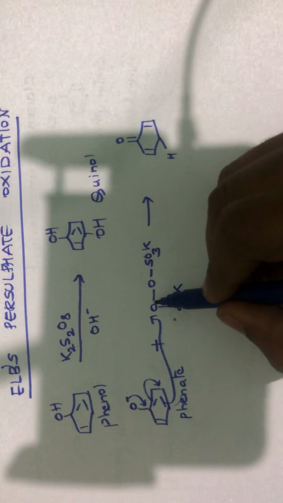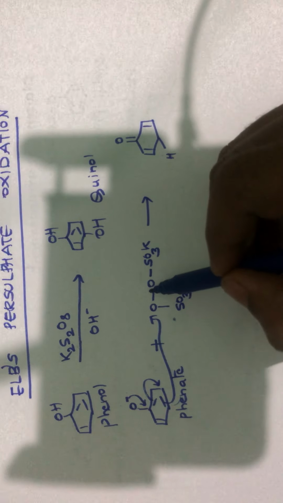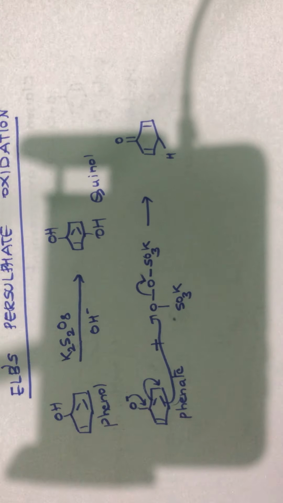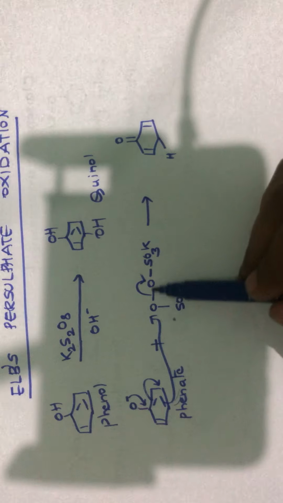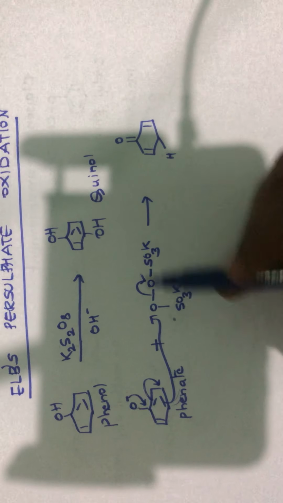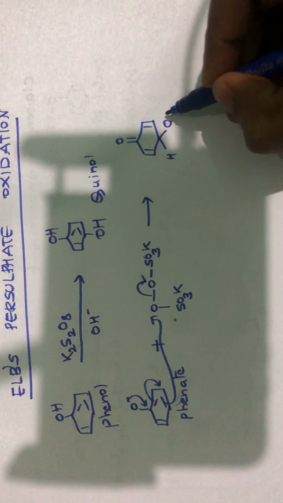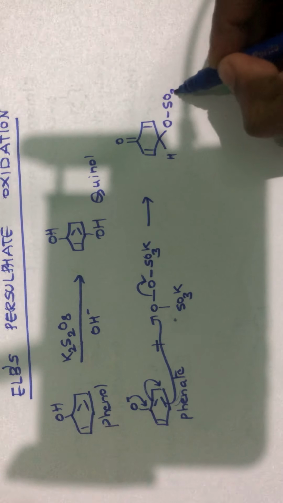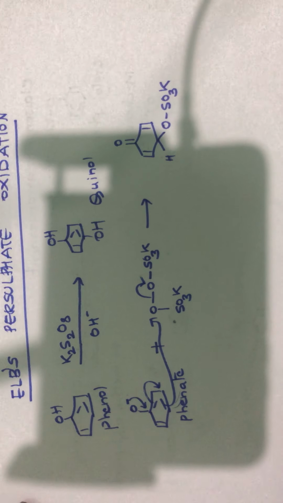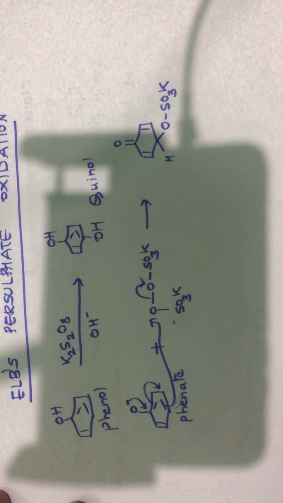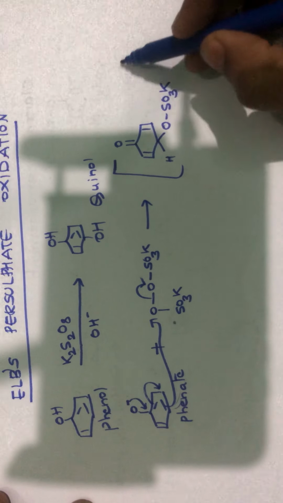Okay. Now, when the attack takes place on this oxygen, this bond breaks because oxygen can form two bonds. So it is forming a new bond, the older bond will break. Oxygen bonds are generally weaker, they break out. So what do you get? You get this compound, that is O SO3K. Okay, this is what you get, and an intermediate is formed. This is the intermediate that is formed.